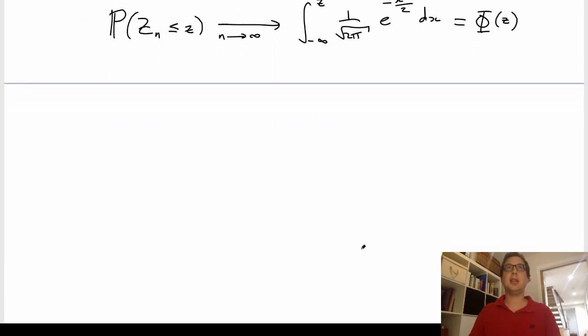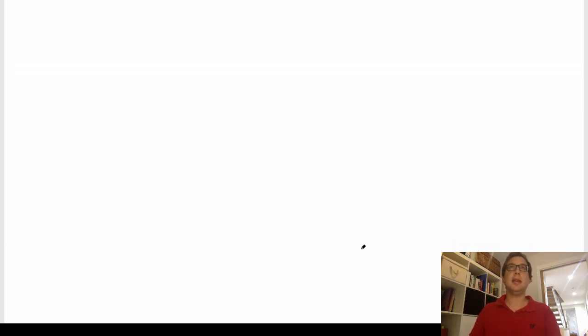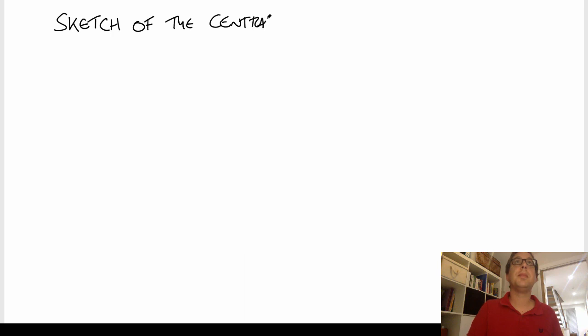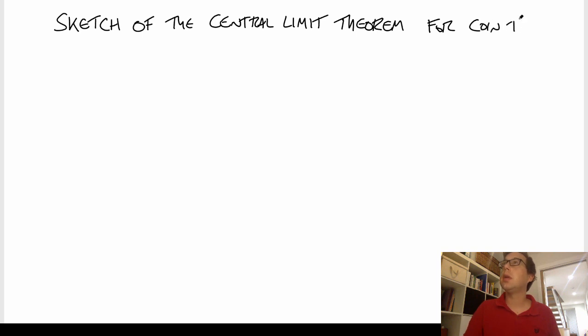So I'll sketch essentially why that is, at least for this kind of binomial case, for when we're adding up coin throws. So, a sketch of the central limit theorem for coin throws, and it is really a sketch, it's not a very rigorous proof, but I just want to kind of convince you why it might be true.